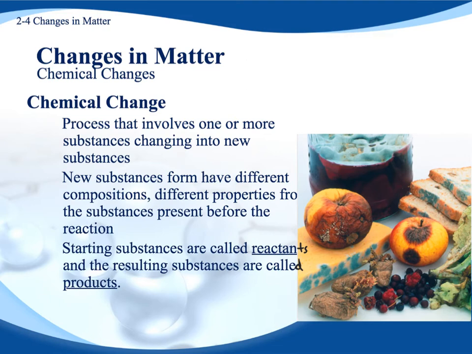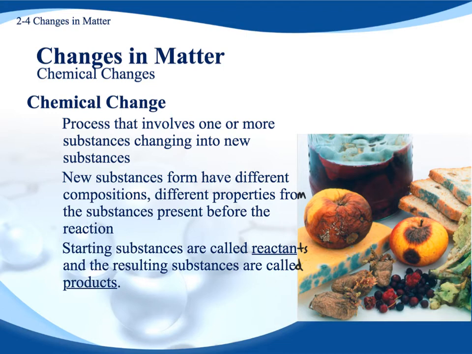The second type of change we'll talk about is a chemical change. This is a process that involves one or more substances changing into new substances. So it is now chemically different. It is no longer the same thing. New substances that form have different compositions and different properties from the substances present before the reaction. So it no longer behaves the same.